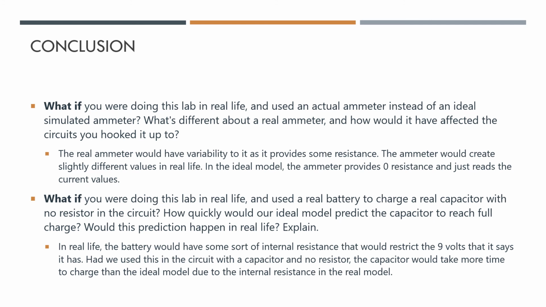So the second question we want to ask ourselves is, what if you were doing this lab in real life and used a real battery to charge a real capacitor with no resistor in the circuit? How quickly would your ideal model predict the capacitor to reach full charge? Would this prediction happen in real life? Explain. So in real life, the battery also has some sort of internal resistance that would restrict the 9 volts from moving through the circuit as fast as it would in the ideal simulation. Had we used it in the circuit with a capacitor and no resistor, the capacitor would take more time to charge than the ideal model due to the internal resistance that is included in the real model.